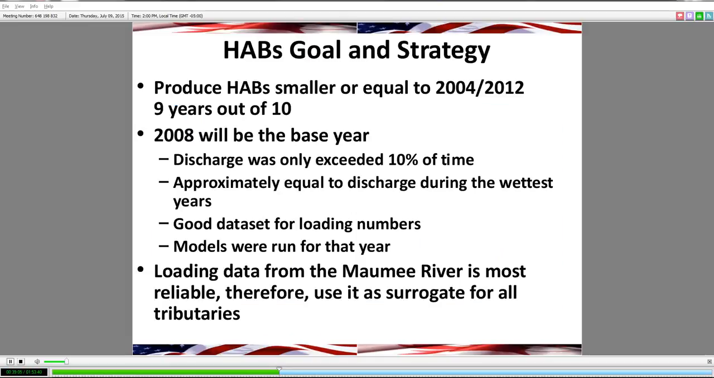We used the 2008 year as our base year. And the reason that we chose that year, that was a very large discharge year. The discharge out of the Maumee that year was so large that when we look at the last 22 years, it was only exceeded 10% of the time. Strategy is that if we could reduce that load, the load during that year, to a level that would produce a bloom no larger than 2012, we would be able to carry that forward and therefore produce blooms no larger than 2012, 9 years out of 10, assuming that that discharge would only be exceeded 1 year out of 10.